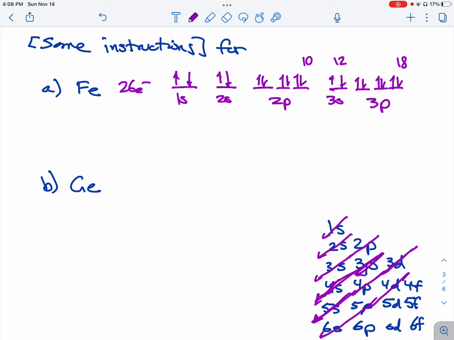So after the 3p comes the 4s. So 4s is next, 19, 20. Now after 4s comes 3d. And remember, with d's, there's always 5 possible orbitals, all degenerate. So again, Hund's rule says that for degenerate orbitals, we put 1 electron in each first before we pair. So we're up to 20 electrons, so we got 6 to go. So 21, 22, 23, 24, 25, and 26. All right, so that's going to be the electron configuration for iron.